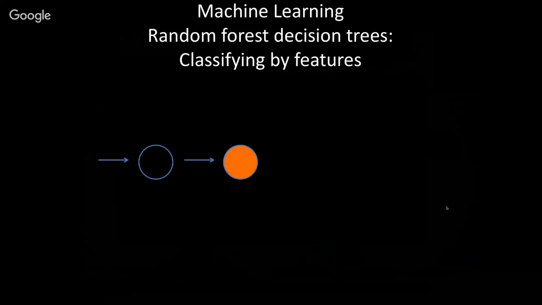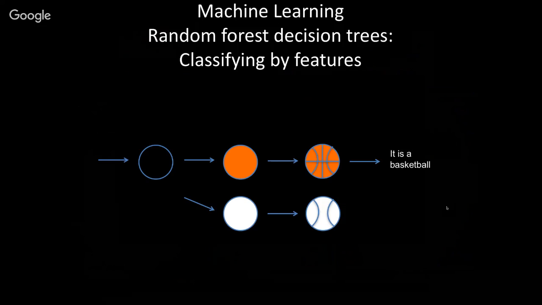The second question you may ask along a decision tree is, what color is this spherical object? And then the third question you may ask is, what pattern is associated with the spherical object? And you may come to the conclusion that it's a basketball. If it's not an orange color, you may ask if it's white. You may then ask again what the pattern is and arrive at the conclusion that it's a baseball.